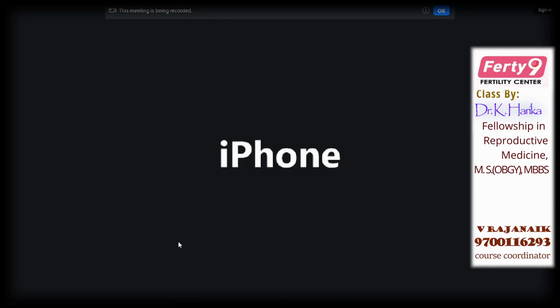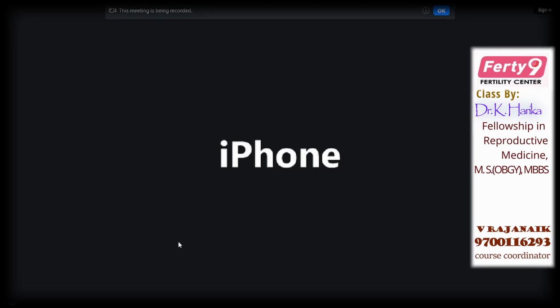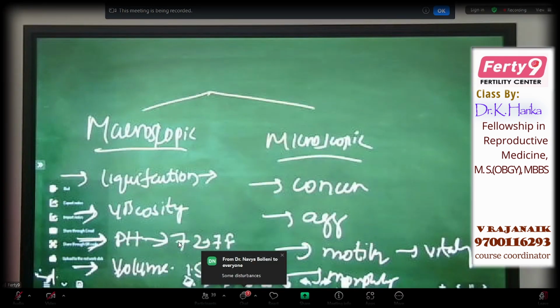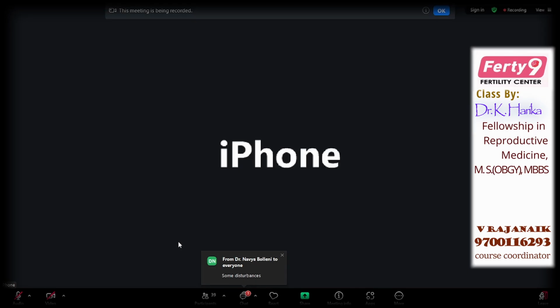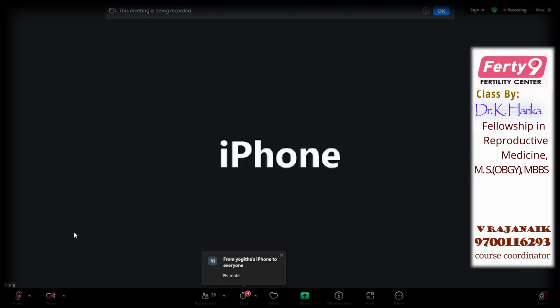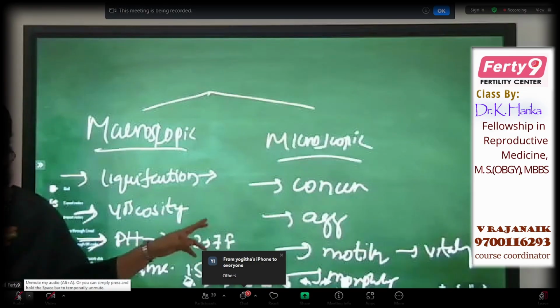Suppose the male partner has intercourse with the female partner. As soon as the semen enters the vagina, it has to liquefy. Then only will the sperm enter the uterine cavity. If it is very viscous, very thick, then sperm can't move. The motility will be impaired, it won't enter the uterine cavity, and there is no chance of natural pregnancy.